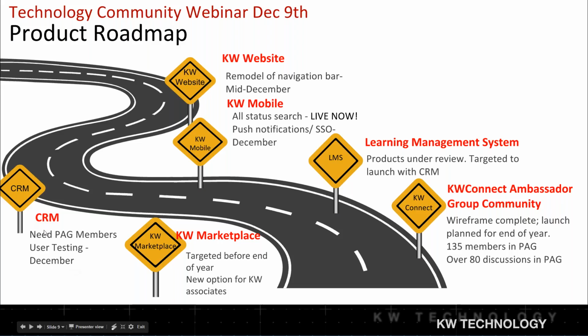And then lastly, the CRM. We need more program advisory group members. We will be doing user testing this month. We already are doing user testing. Again, we would prefer you are an agent. Oh, actually, we need you to be an agent or an agent in a small team in order to help us test the CRM.